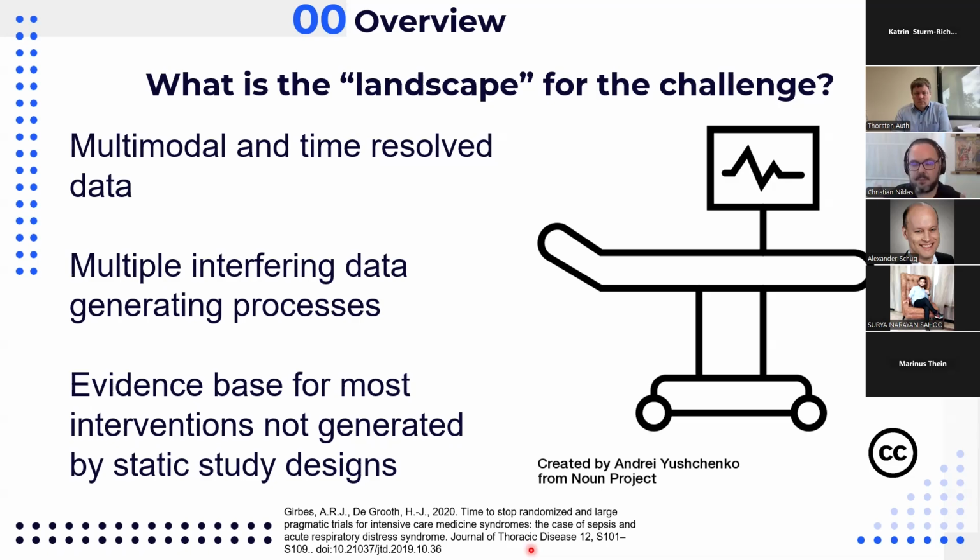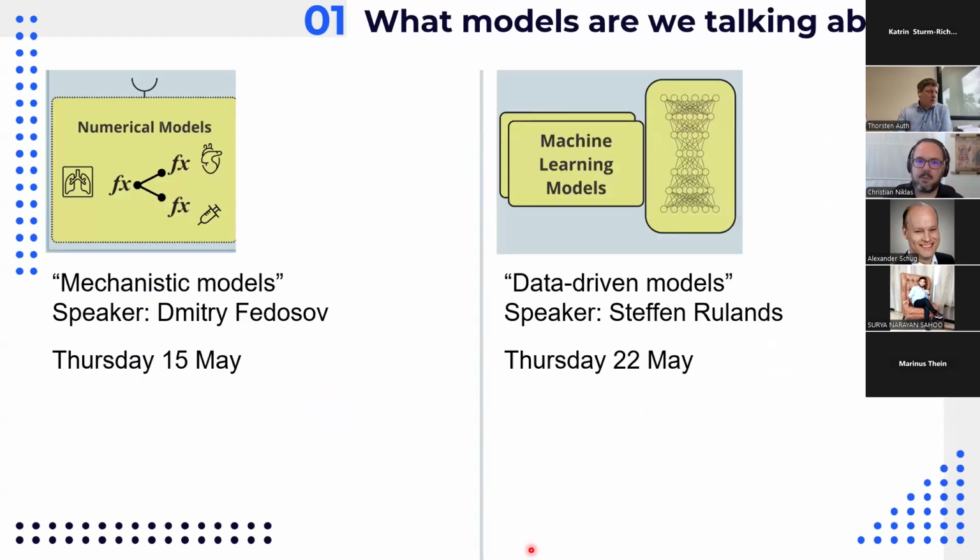So this is the landscape. This is the problem that I pose, and this is something to be mindful of. And next, I would like to think about what we are actually talking about. What are the models that are considered digital twins in a closer sense? You already had two talks about different methods: a talk about mechanistic models, and a talk about data-driven models, which is generally considered machine learning. And this is what Stefan Rulands also explained in his talk. These are things that you should be mindful of, so I won't go into detail on these aspects.